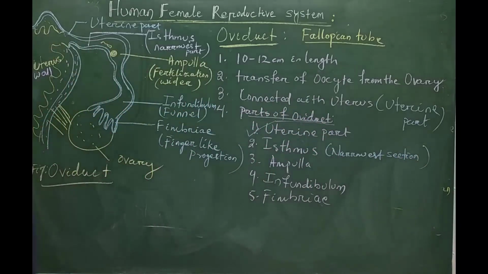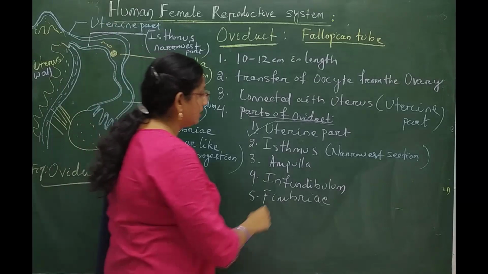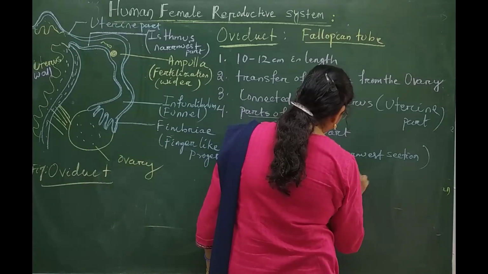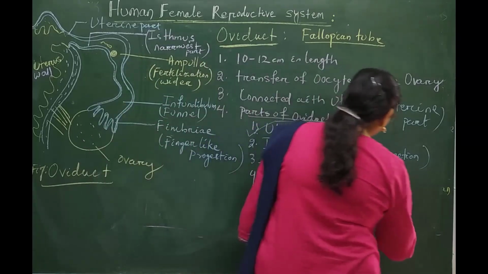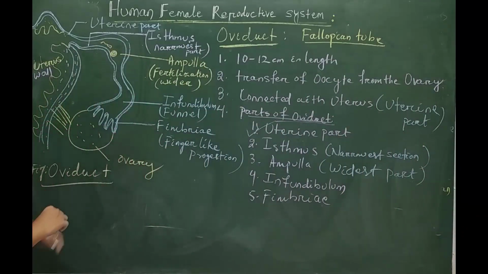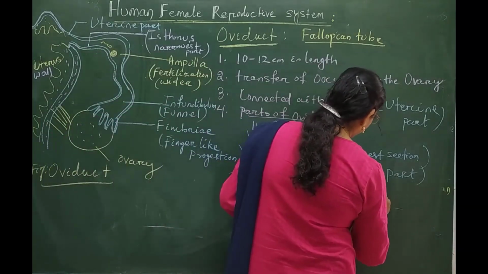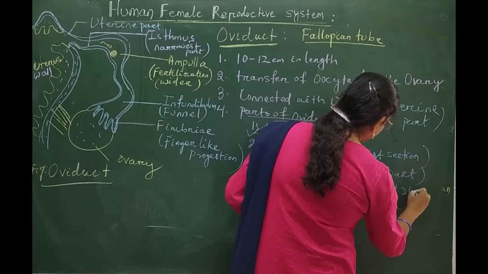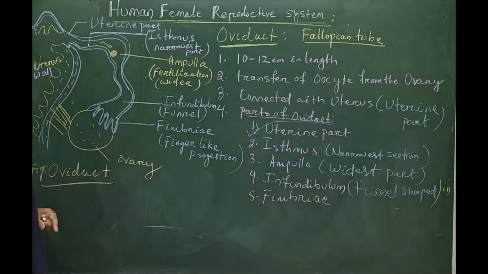Is called isthmus. And next, after this isthmus, the widest part of the oviduct is found, that is called ampulla. It may be asked as one more question: the widest part of the oviduct is called ampulla. Next, another part after this ampulla which makes a funnel shaped structure is known as infundibulum. Infundibulum may be asked as the funnel shaped structure of the oviduct. What is that? The infundibulum.